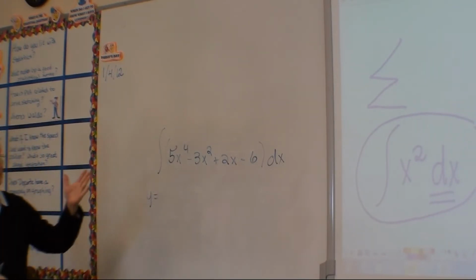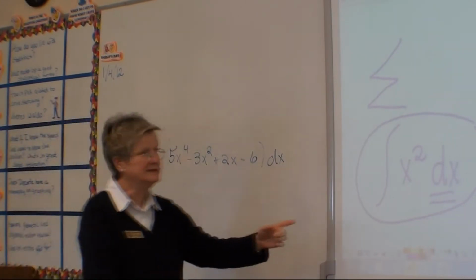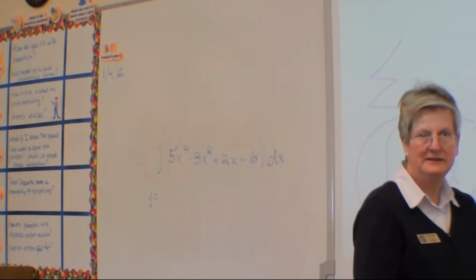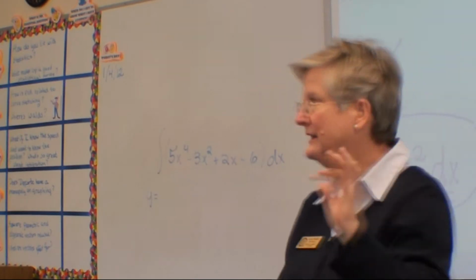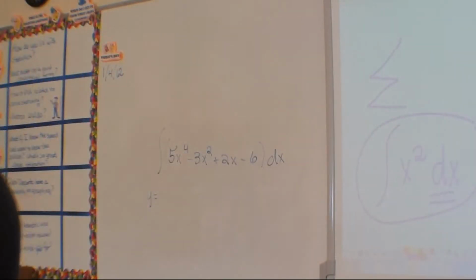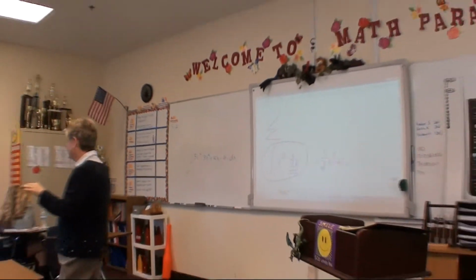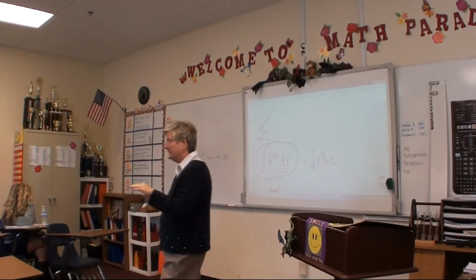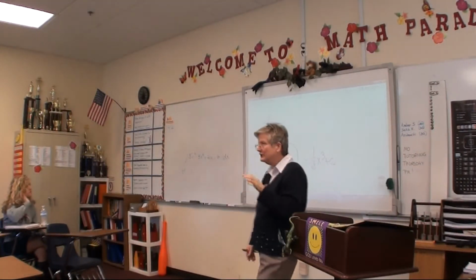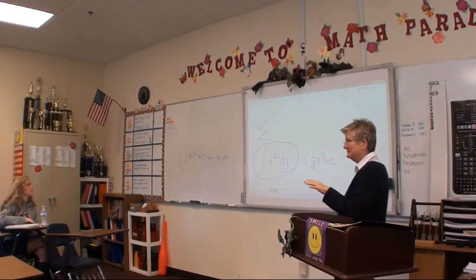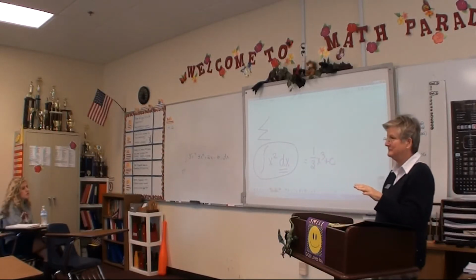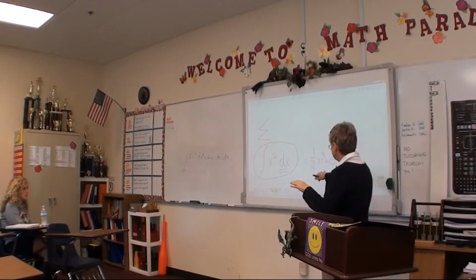Now, can anybody take what Austin did over here? This is the first rule. This polynomial was the first rule we learned for derivative. Now that's the first rule we learned for integration. I want you to see if you can tell me what you think the rule is. I'd start by looking at what Austin did.